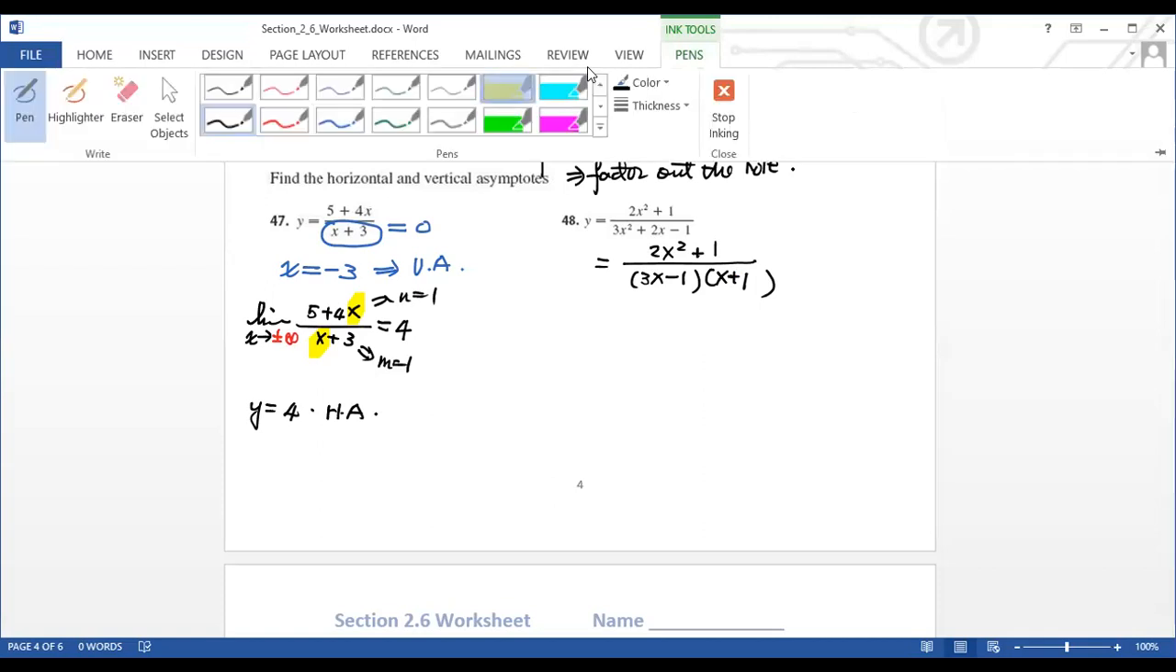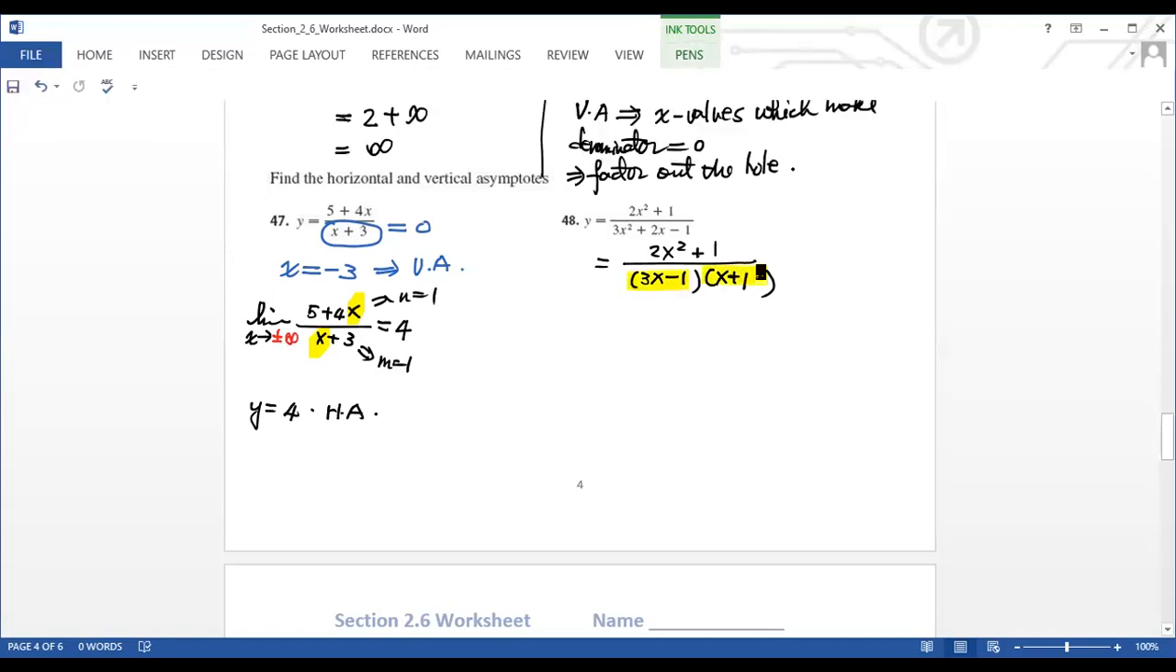So the vertical asymptote is where the denominator equals 0. This is equal to 0, and this is equal to 0. So what is my vertical asymptote here? The vertical asymptotes are x equals 1/3 and x equals -1.